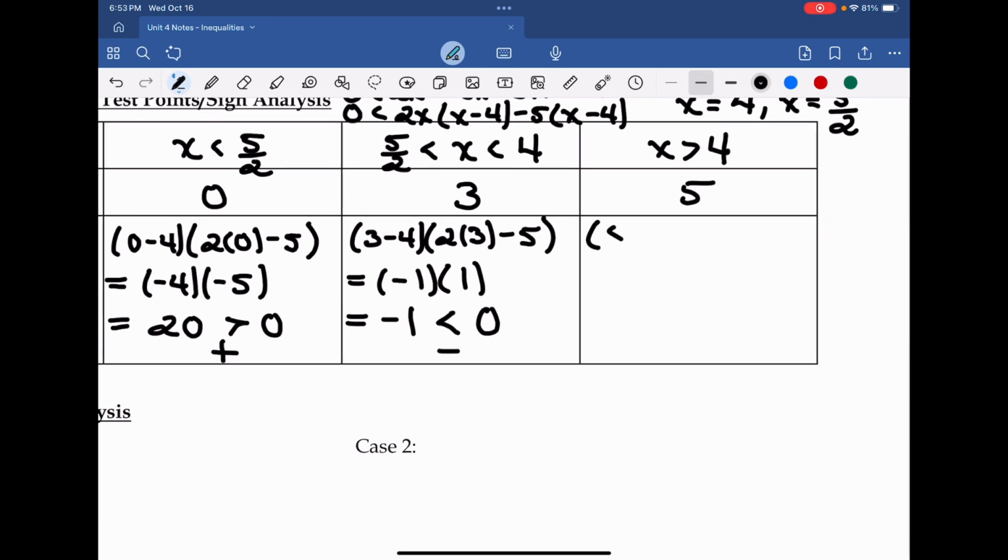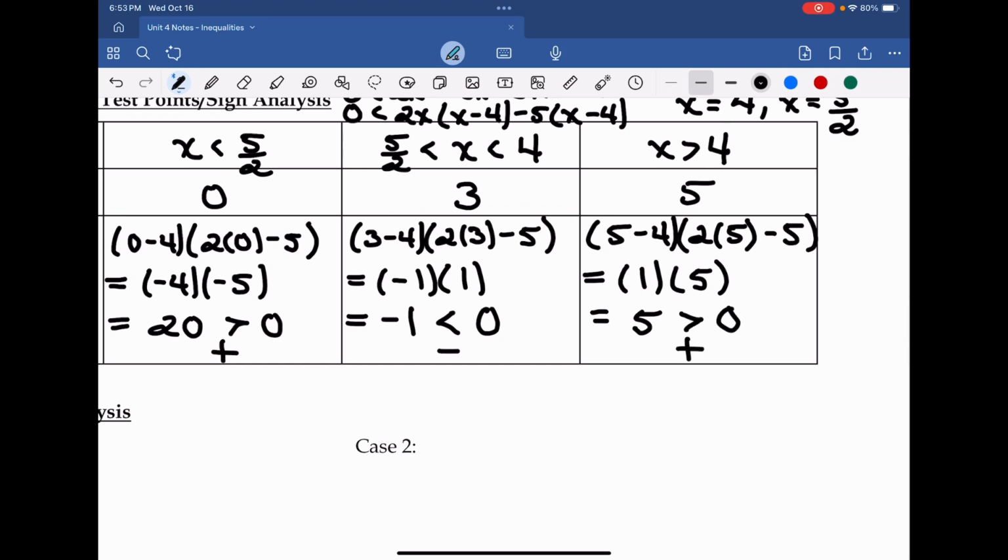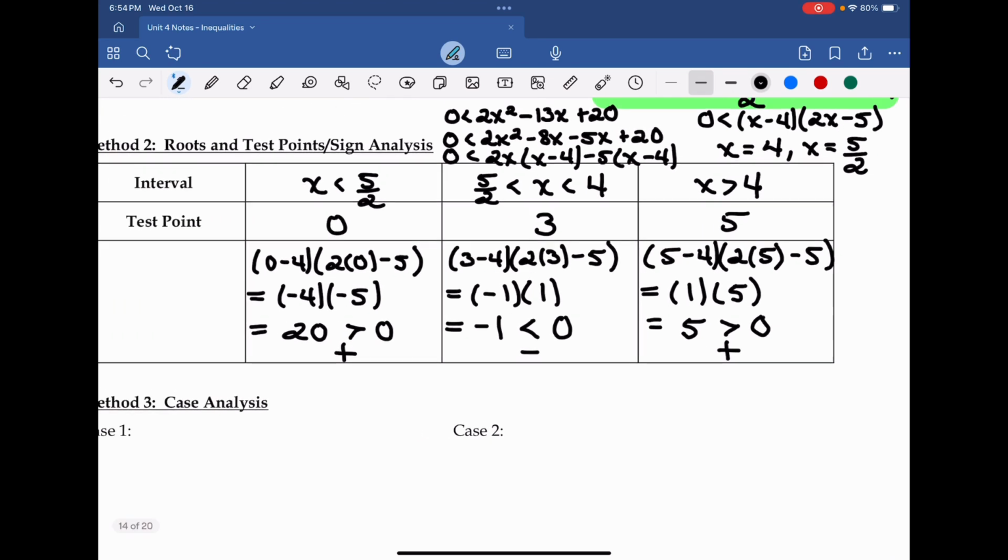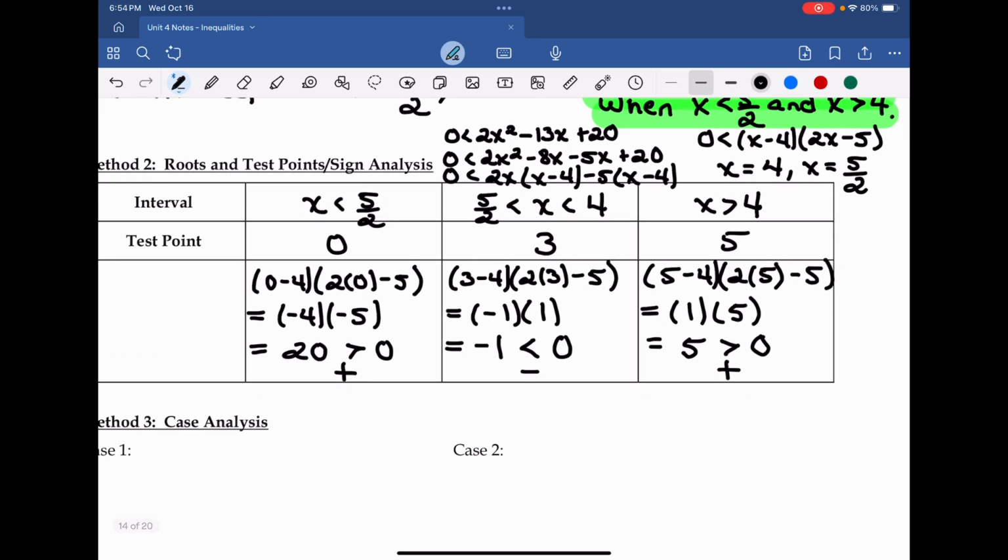Lastly, I'm going to plug in 5 for the brackets, so it's going to be 5 minus 4, close that bracket. For the next bracket, 2 times the 5 minus the 5 from the second bracket here. This is going to be 5 minus 4, which is equal to 1. 2 times 5 is 10, minus 5 is equal to positive 5. Therefore, end solution is 5, and that's greater than 0, aka the graph is positive or above the x-axis in this region. Now again, what did they ask for in this situation? They asked for where it is greater than 0. Where it's greater than 0 is in the following regions, in this region and this region.